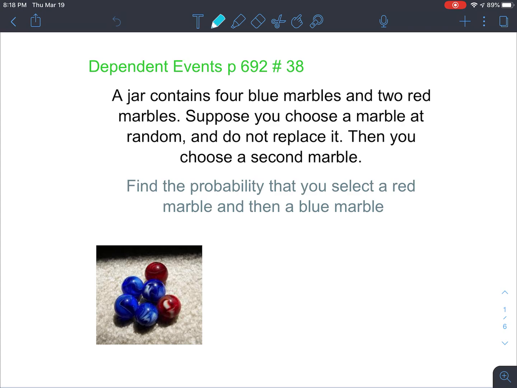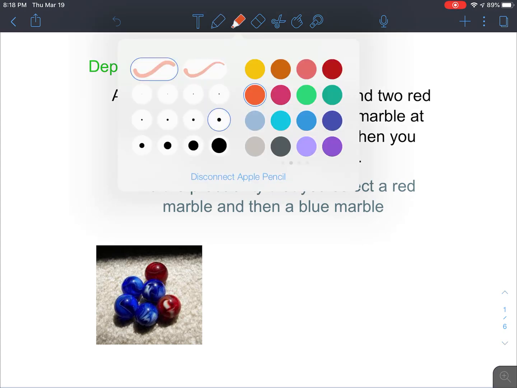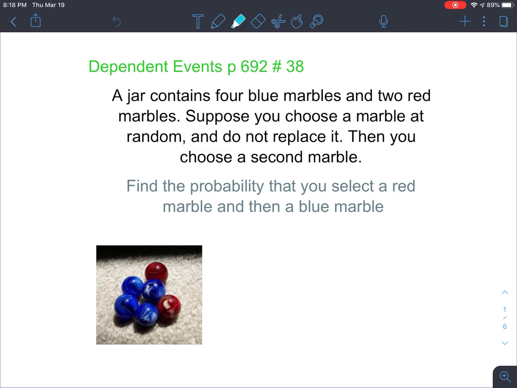A jar contains 4 blue marbles and 2 red marbles as pictured below. Suppose you choose a marble at random and do not replace it. Then you choose a second marble. Find the probability that you select a red marble and then a blue marble. So again, the first thing we need to pay attention to is, is this independent or dependent?